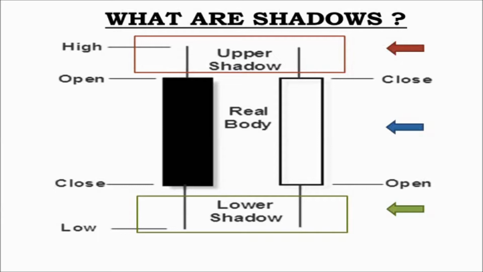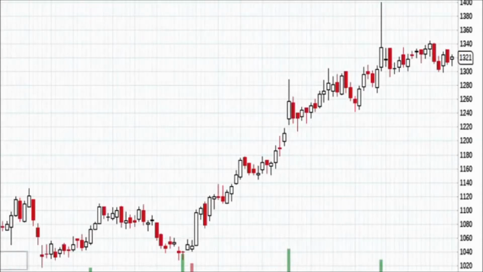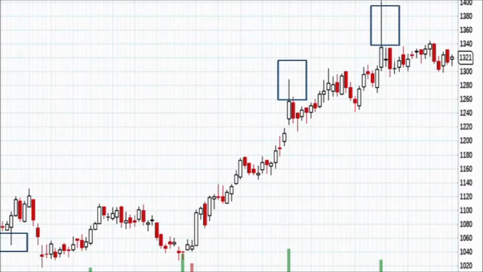So basically these shadows made me learn that there is always a tug of war between the buyers and the sellers. Buyers and sellers always keep on fighting to move the stock price up and down. So let's see on a particular chart how these shadows look. So this is the chart. You can see over here, this is a lower shadow, which means there's buying pressure in a particular stock, meaning buyers are dominating the stock on that day. And this is selling pressure, and again you can see there's huge selling pressure on the stock, meaning a huge number of sellers were dominating the stock on that day.